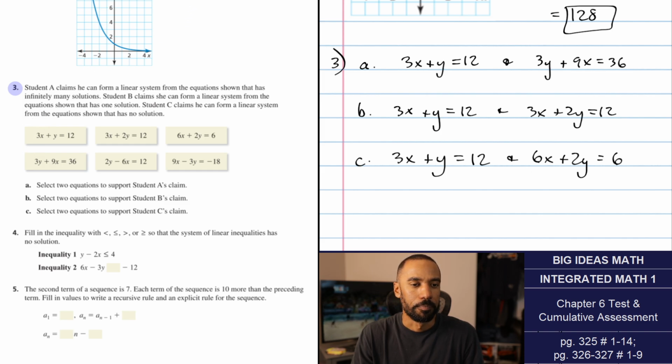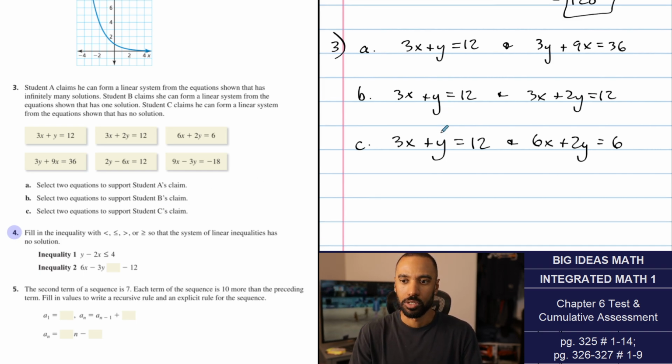Okay, number 4. Fill in the inequality with less than or equal to, greater than or equal to, so the system of linear inequalities has no solution.